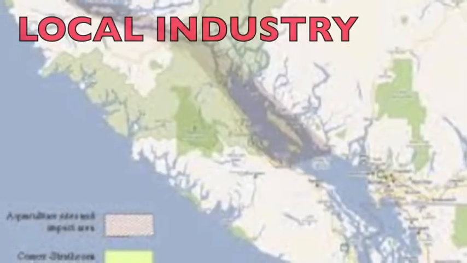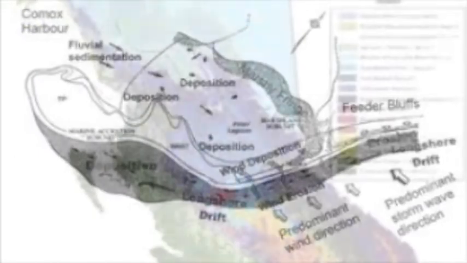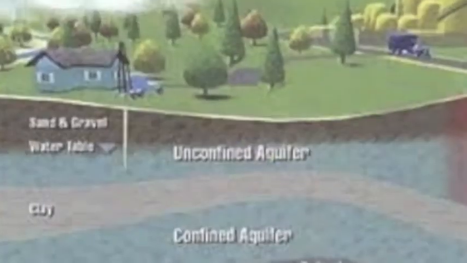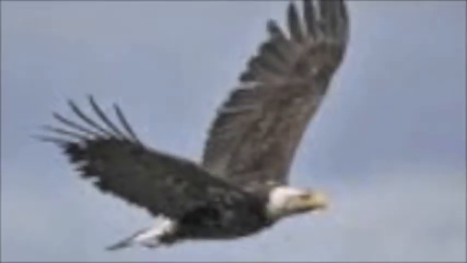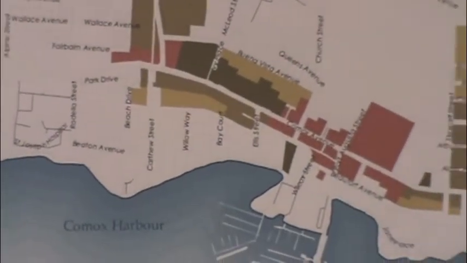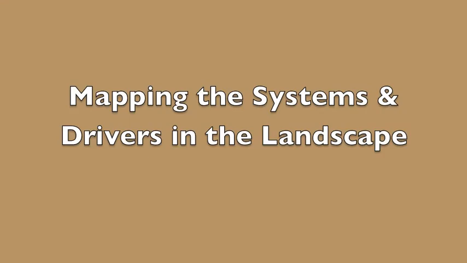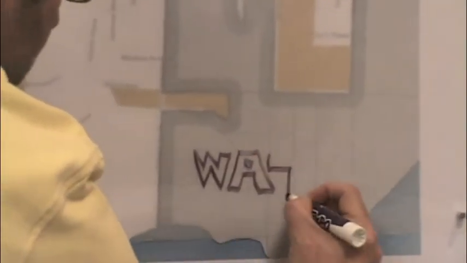The list of other systems and drivers might include demographics, business practices, and local industry, coastal influences, landscape, geology, hydrology, wildlife corridors, sensitive ecosystems, and much, much more. We will map just a few of these systems to inform the design of our example exercise. Let's look at a few of the basic systems and drivers, starting with water.